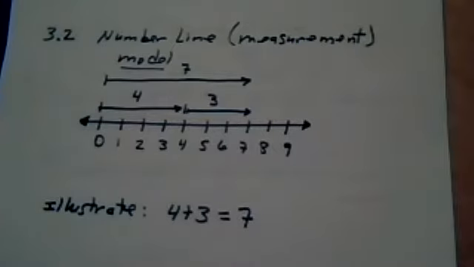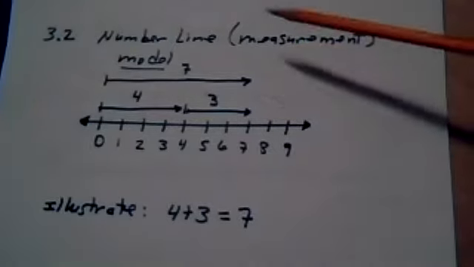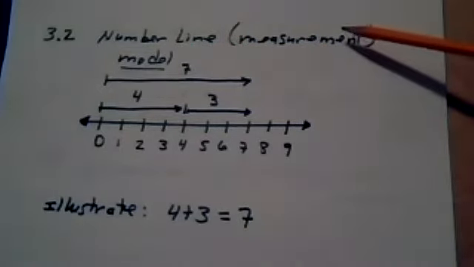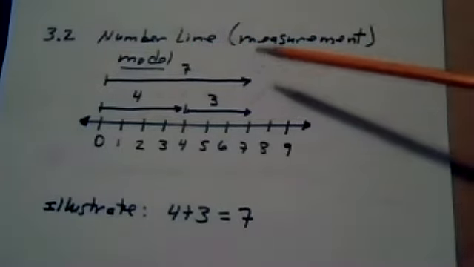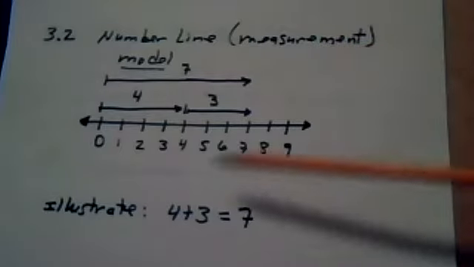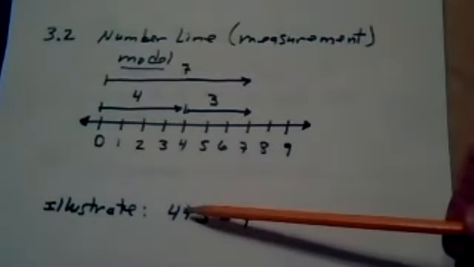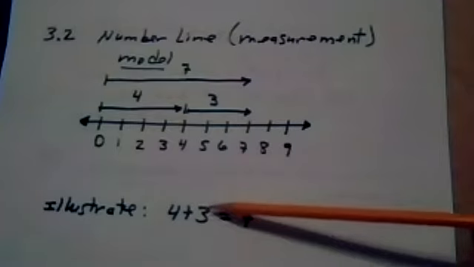Another way of modeling addition of whole numbers is with the number line. The number line sometimes is called the measurement model also, number line model or measurement model. So we're going to illustrate how we could use the number line to show that 4 plus 3 is 7.